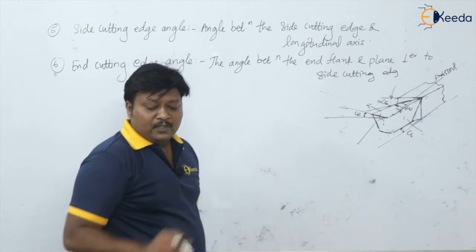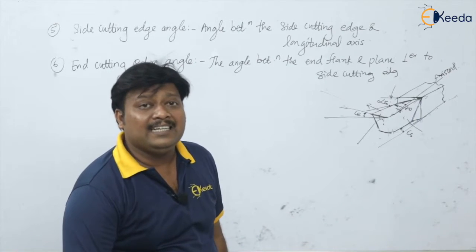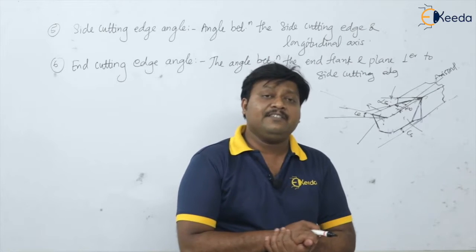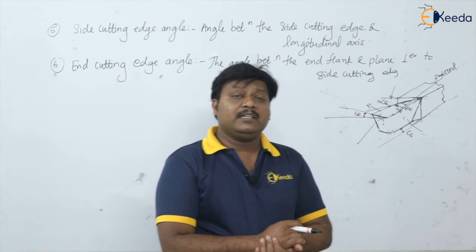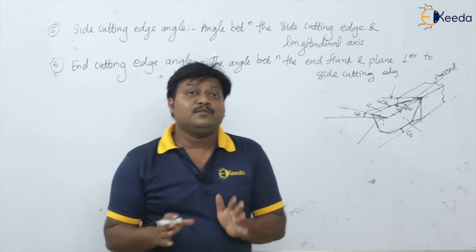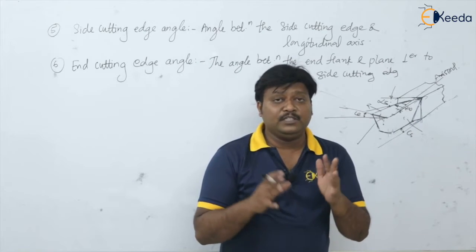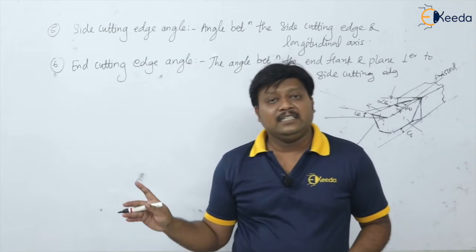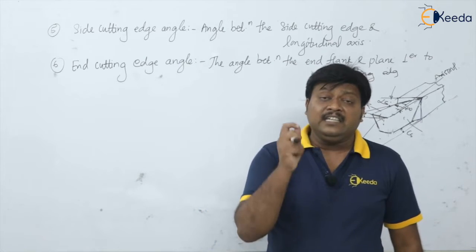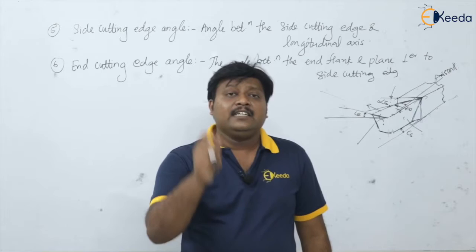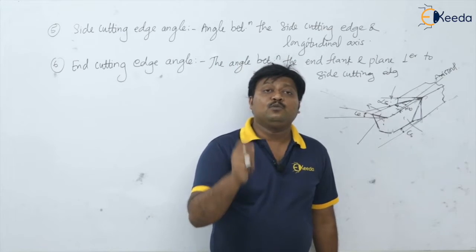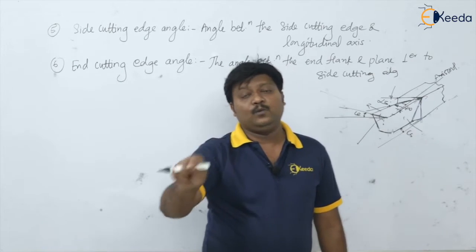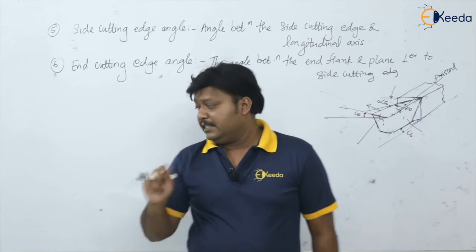Now if we look at the end cutting edge angle, what is its effect? Please remember that whatever surface finish is produced in the operation is because of this end cutting edge angle. It influences and affects the surface finish that is going to be produced on the work. How? Let us see here.